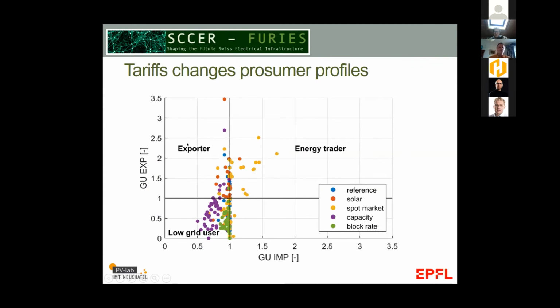Also, something quite interesting is how tariffs can change the prosumer profiles. Basically, when you have a dynamic tariff like the spot market tariff, you see that prosumers import or export a relatively large amount of electricity. Basically, they play as energy traders, while for block rate or capacity tariff, of course, you force the operation to minimize the grid usage.